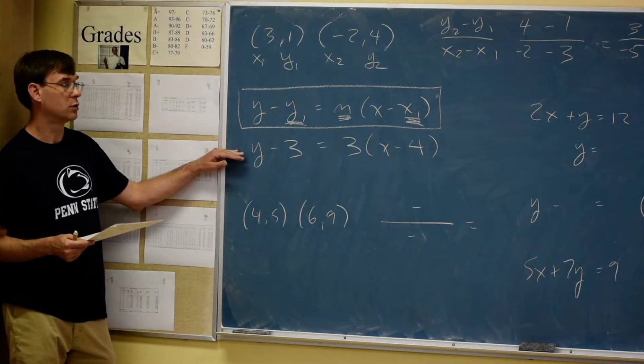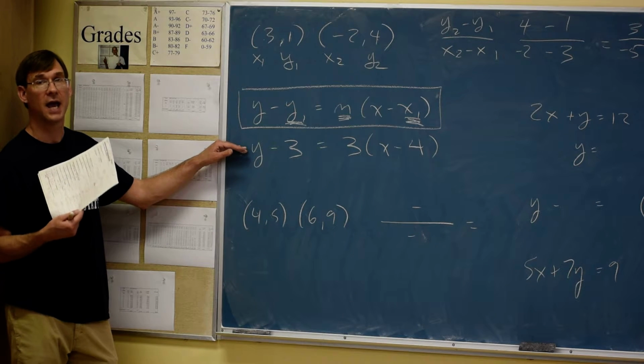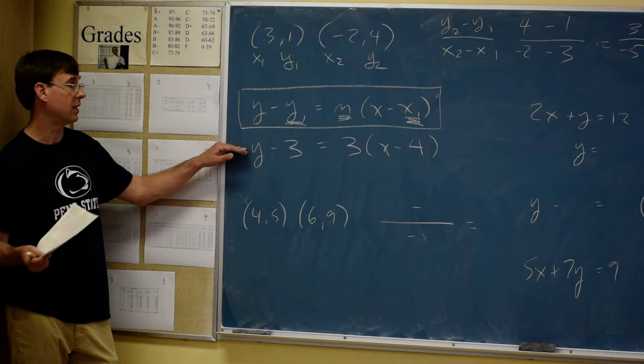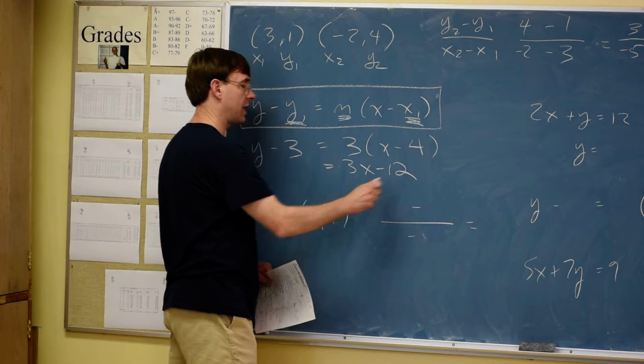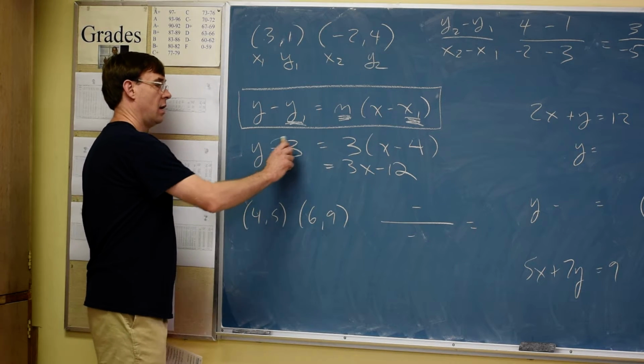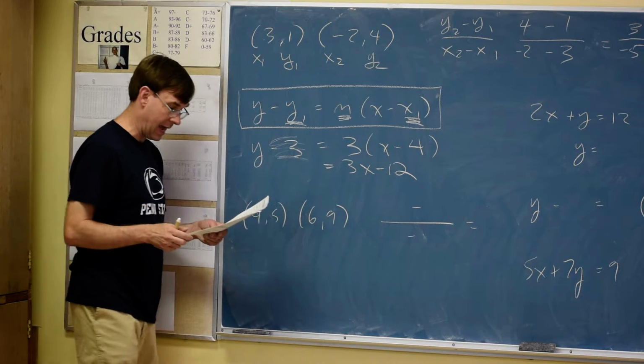And then what you have to do is work on distributing and getting the y alone, because the directions said slope, intercept, formula, everything, so the y has to be alone. So distributing would be 3x minus 12. But then if you add the 3, that'll change that to be a negative 9.